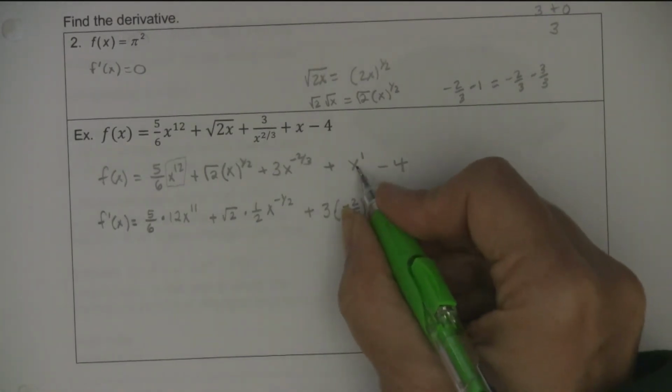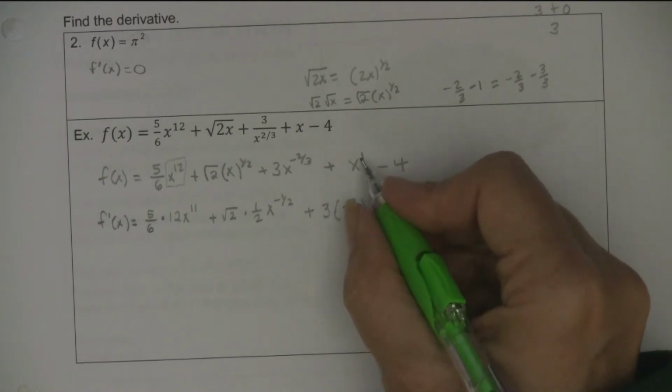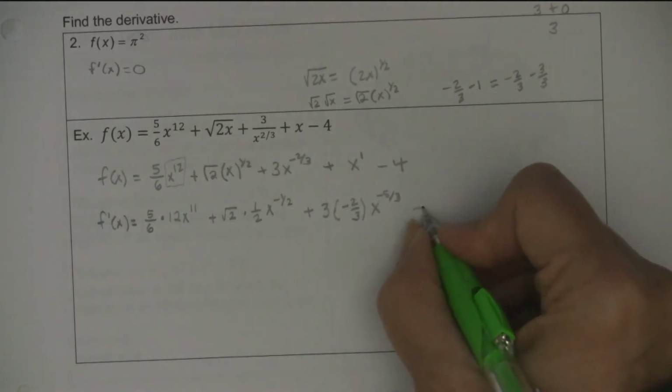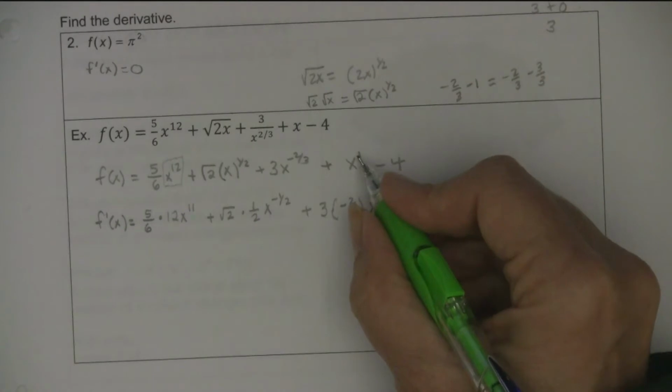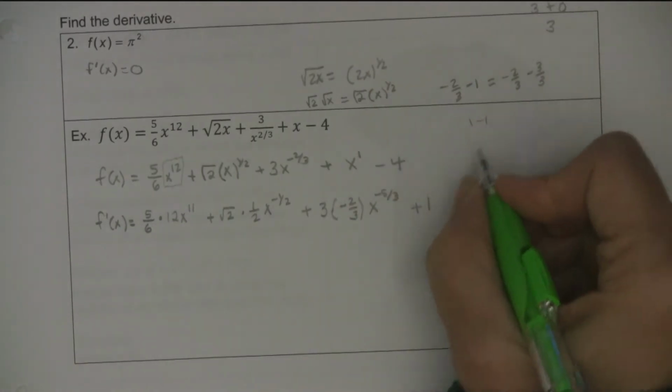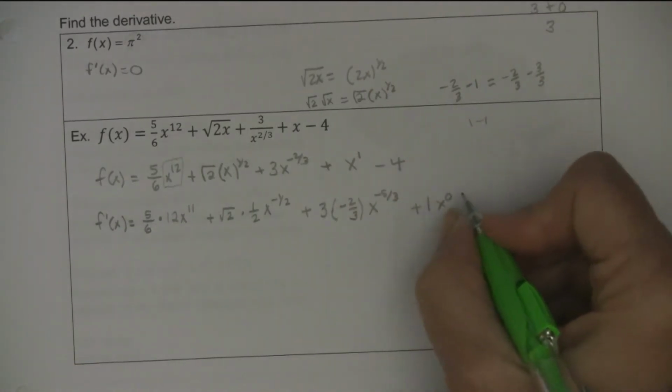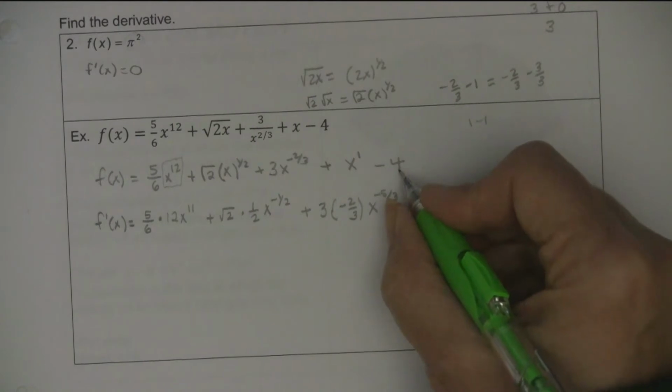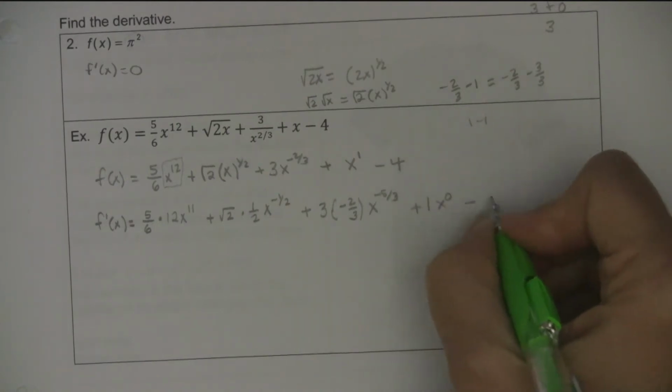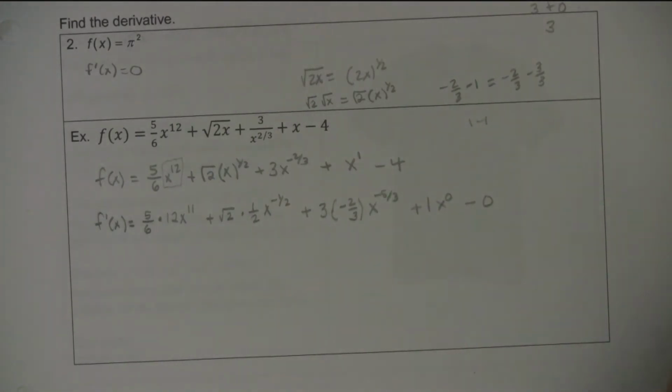And then there's no constant multiple here, but the 1 comes down in front, plus 1. And then you take away 1. 1 take away 1 is 0. X to the 0, right? And then the derivative of a constant is 0, so minus 0. And then I'm going to clean it up. So I know a lot of you could have cleaned it up as you went, all in your head, but I wrote it like that so that you could see that I just used those rules.